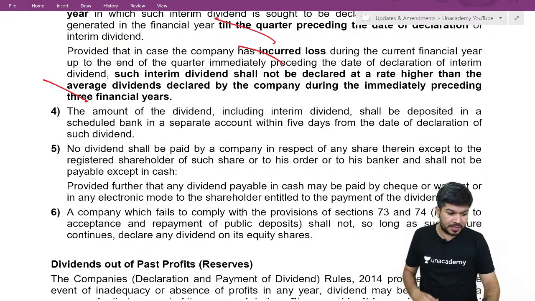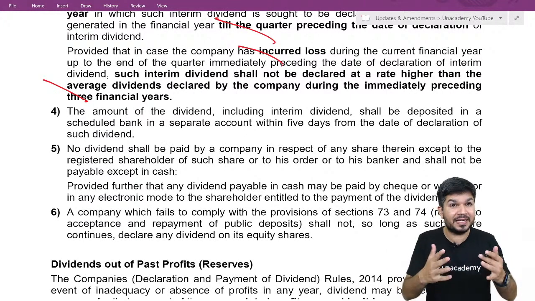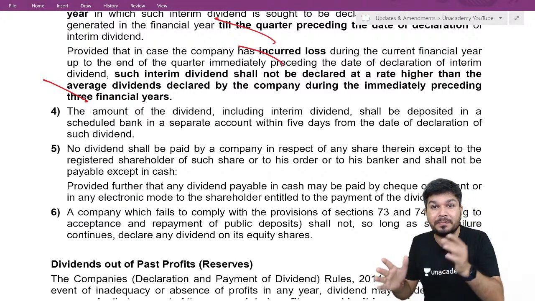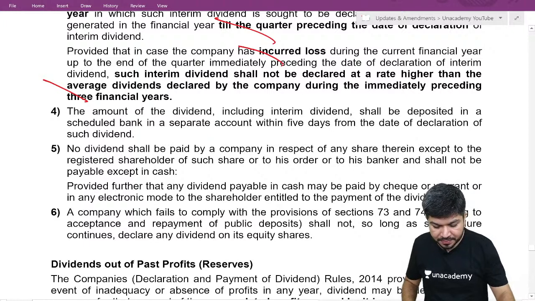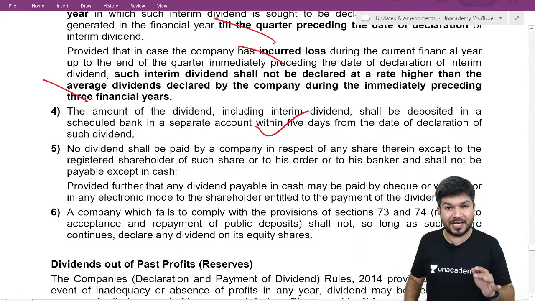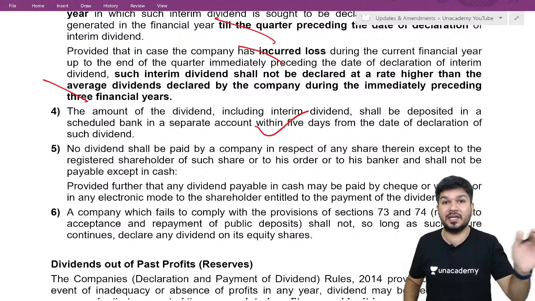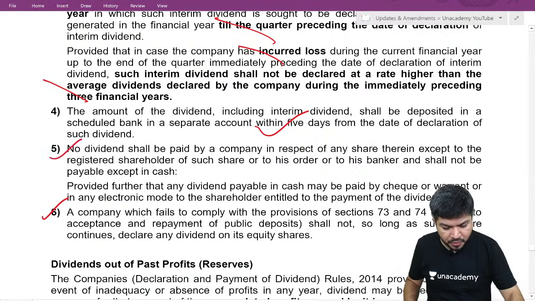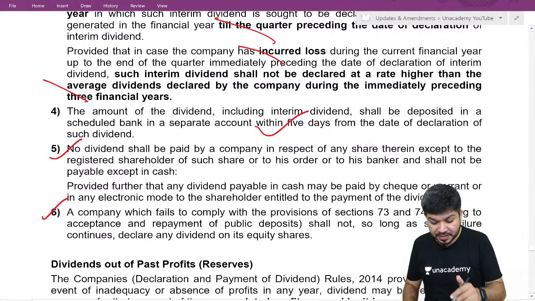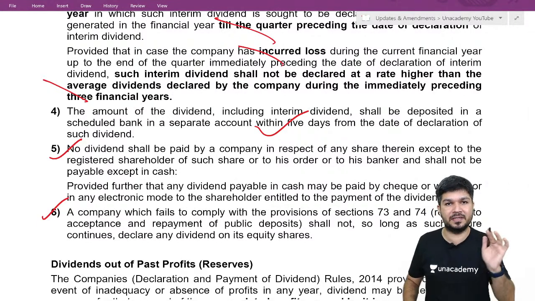Okay, next, dividend once declared, you're required to pay within a period of 30 days, but after declaring, within 5 days you have to keep it in a separate bank account. And dividend has to be paid in cash only. If I declare a dividend and then say I give you shares, that's not allowed. And if you've defaulted in Section 73-74 related to public deposits, you cannot declare dividend.